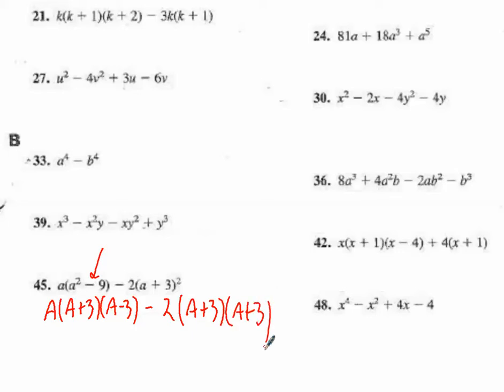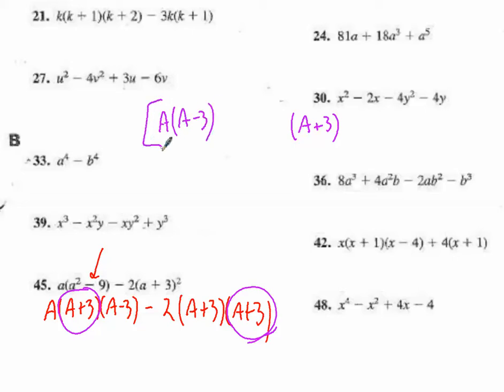So now I'm going to try to look for similar terms that I can put together. I noticed that they all have an a plus 3, right? Here and here. So I'm going to put that by itself, a plus 3. And then, what am I multiplying a plus 3 times? I'm multiplying a plus 3 times a and a minus 3. What else am I multiplying it by? I'm multiplying it by minus 2 times a plus 3.